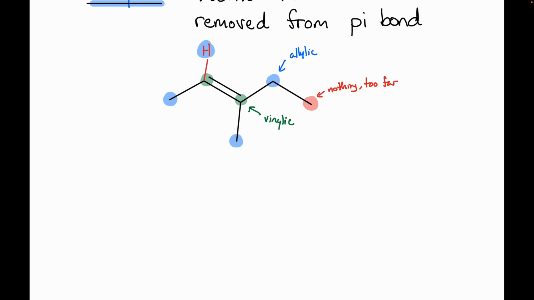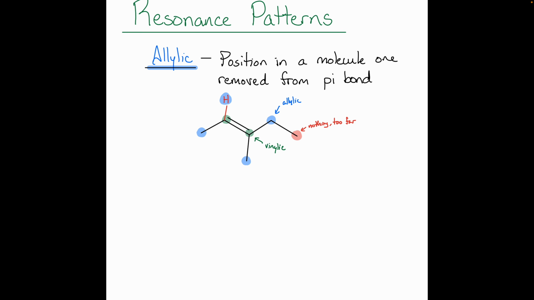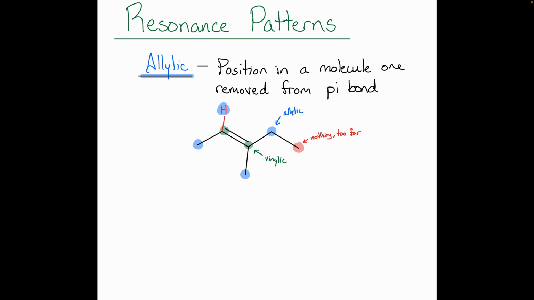All right, so our first resonance pattern that we want to be able to spot, a molecule that will always have resonance, is if we have an allylic carbocation.